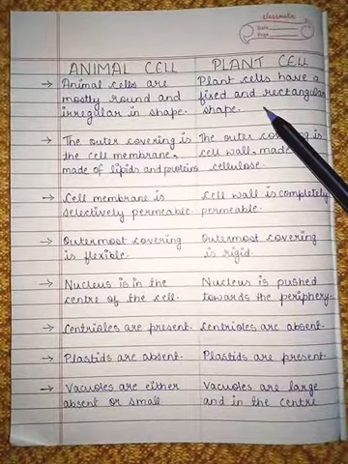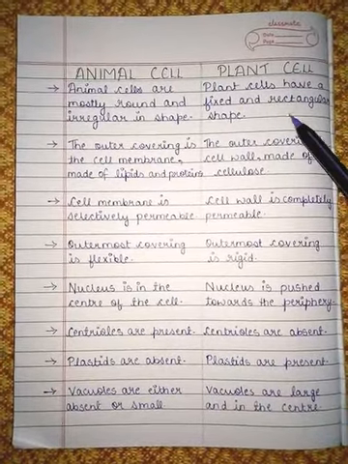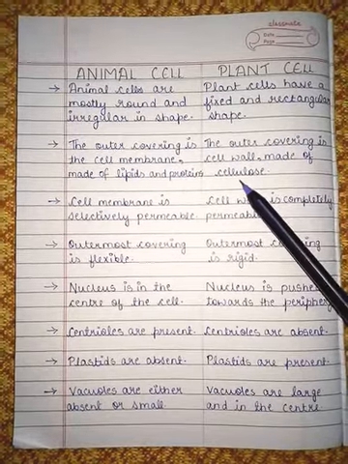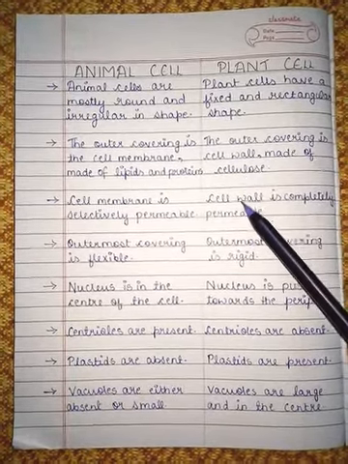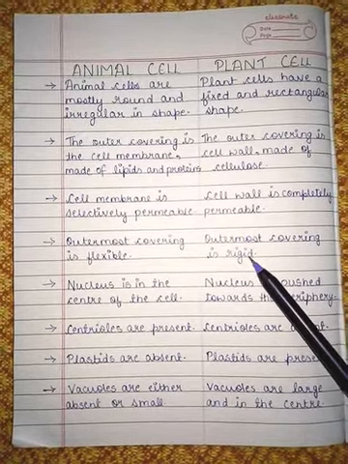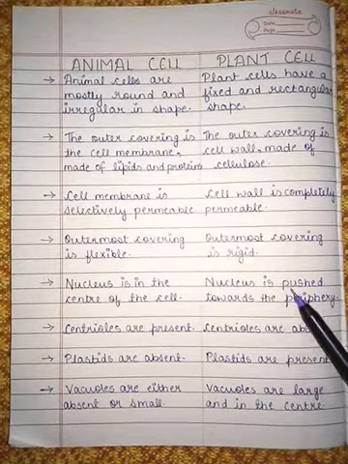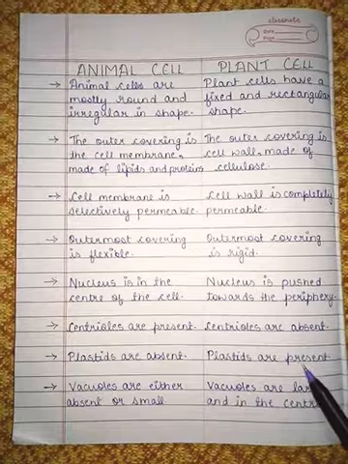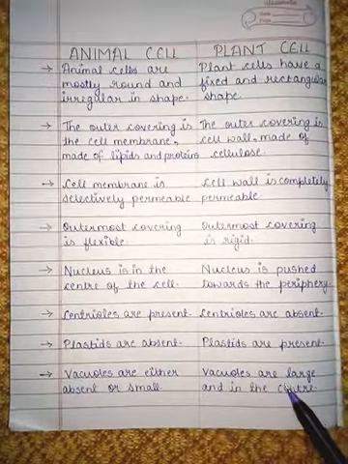Plant cells have a fixed and rectangular shape. The outer covering is cell wall that is made up of cellulose, a type of carbohydrate. Cell wall is completely permeable. The outermost covering is rigid in nature. The nucleus is placed at the side of the cell. Centrioles are absent. Plastids are present. Vacuoles are large and in the center.